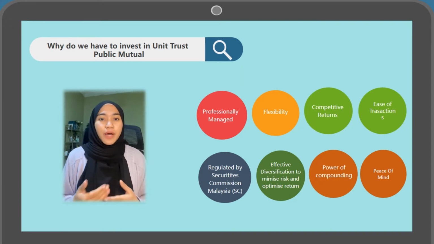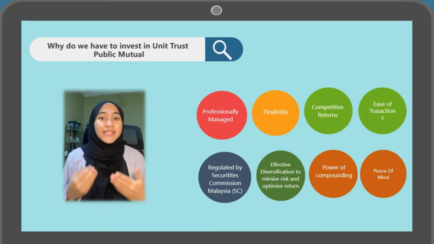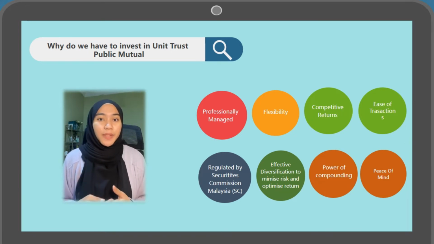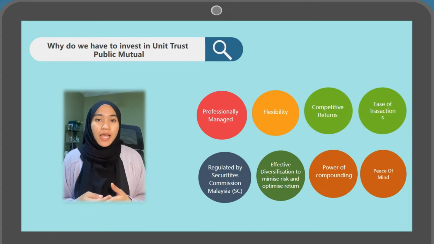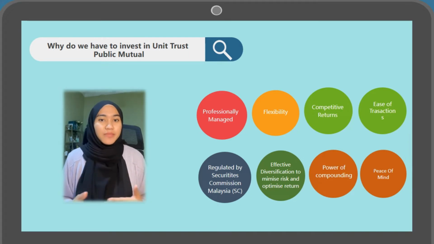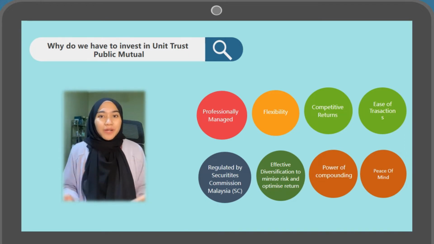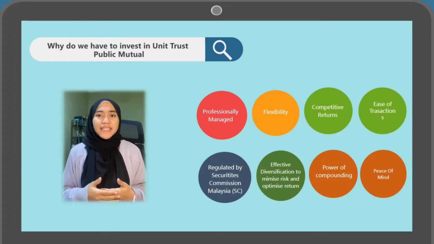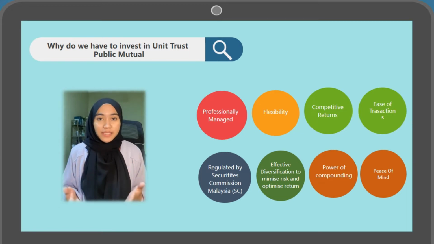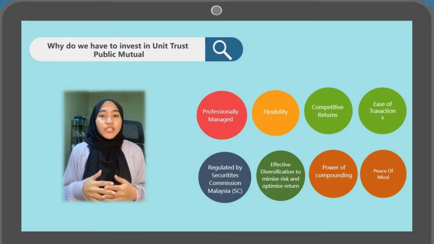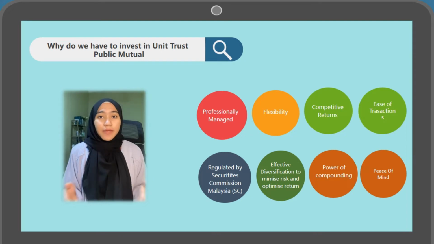Sixth, regulated by the Securities Commission Malaysia, which is SC, and certified as Sharia compliant by an independent Sharia advisor. As a return on your investment, Sharia-compliant unit trusts provide capital growth and or an income stream. Seventh, the power of compounding. Customers can invest in current fund schemes in Public Mutual with as little as RM1000 as the beginning stake. Additional investments are available at any time for as little as RM100.